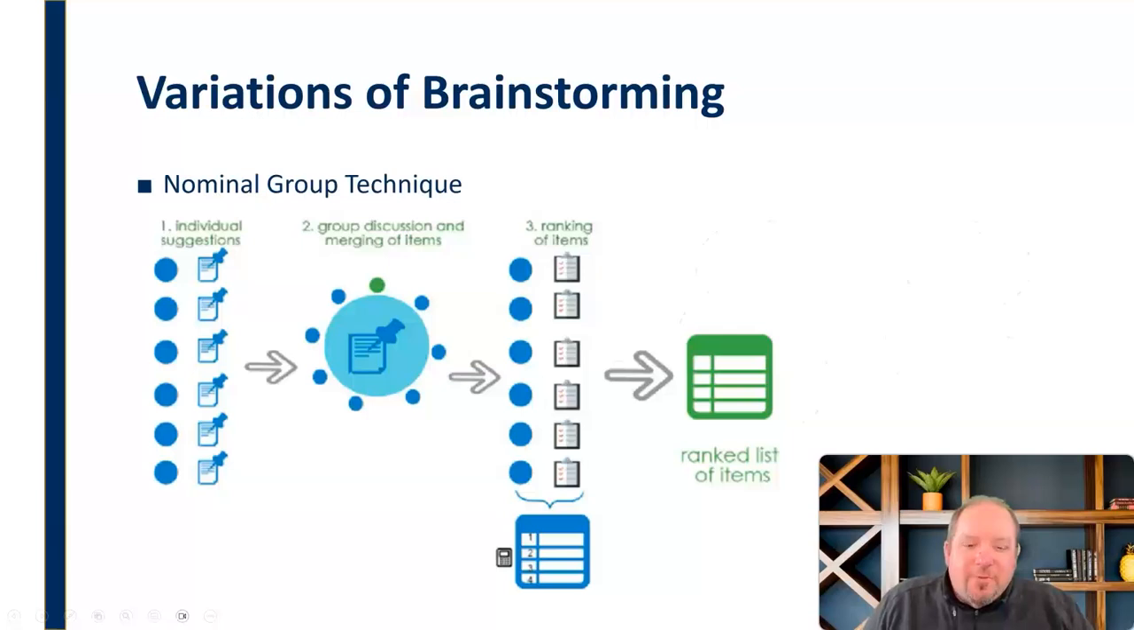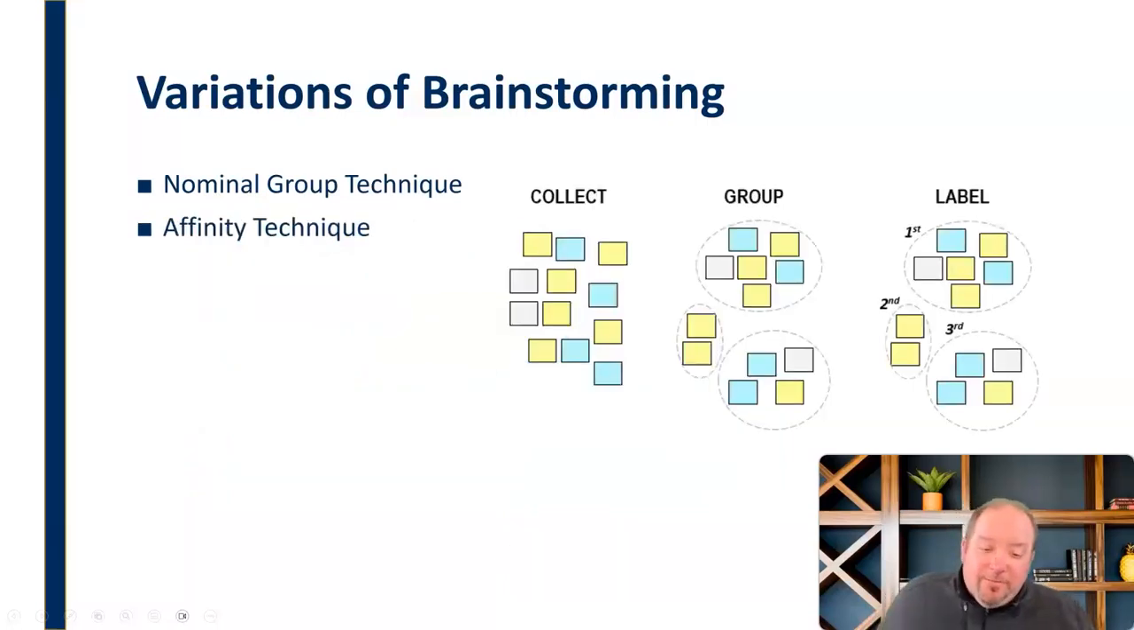In addition to nominal group technique, you have one that's kind of a branch of that called affinity technique, where you do the same thing, except you do it with Post-it notes. You basically have everybody write their idea on a Post-it note, and they slap it on the wall. You collect all these ideas, and then you go around and you group those things. Again, you categorize and you group the different ideas that people have come up with.